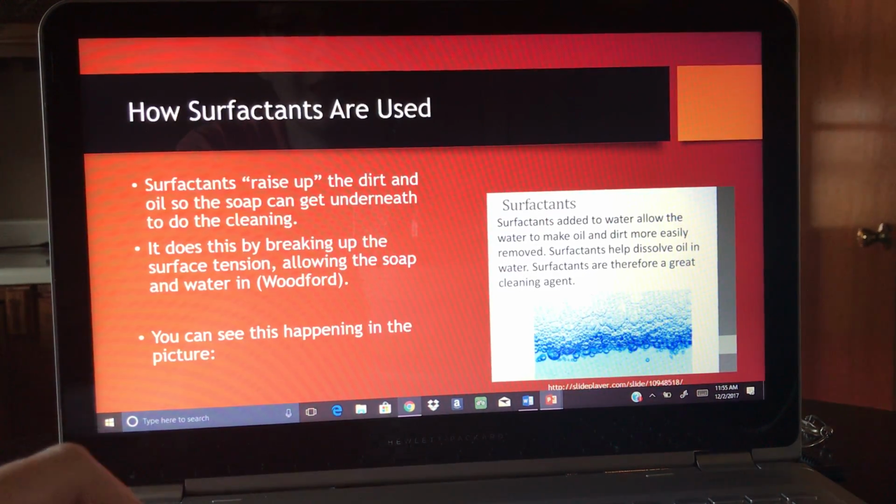Surfactants basically raise up or suspend the dirt and oil so that the soap can get underneath to do the cleaning and do their magic. It does this by breaking up the surface tension, which allows the soap and water to get in. As you can see in this picture, that is showing that the surfactants help dissolve the oil and water.